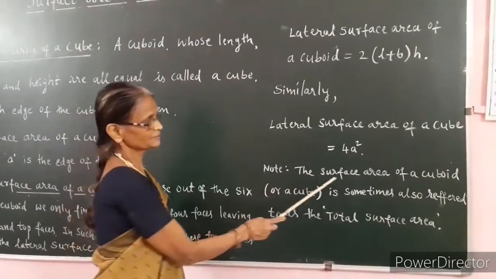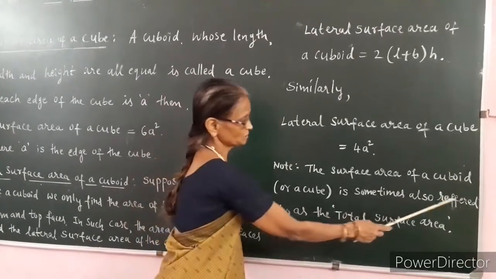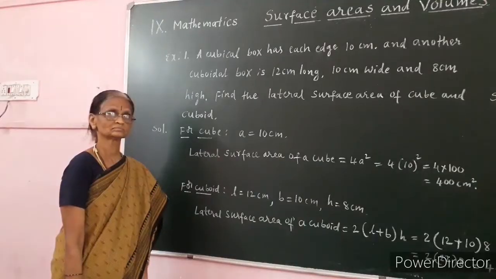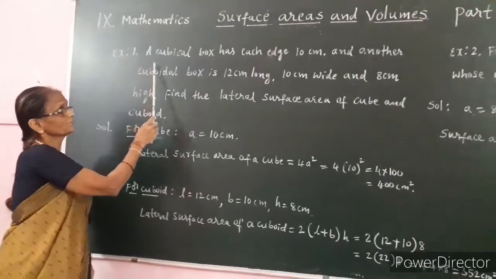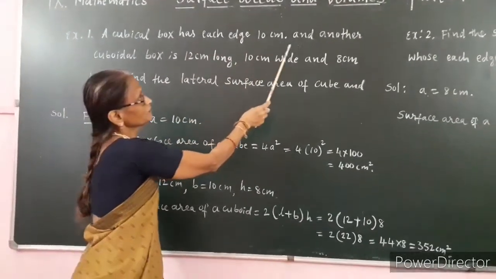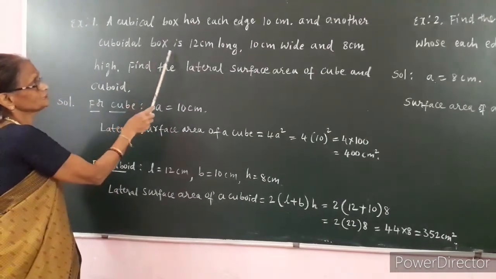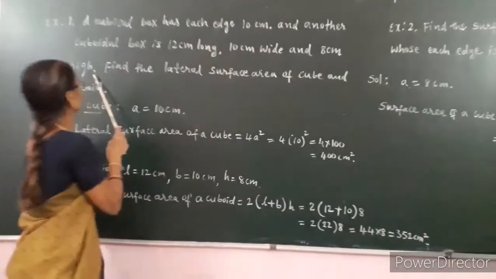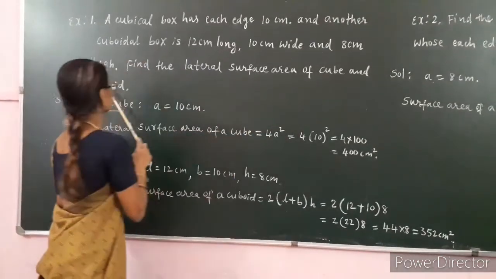Note down, the surface area of a cuboid or a cube is sometimes also referred to as the total surface area. Children, let us solve some examples. Example 1. A cubical box has each edge 10 cm and another cuboidal box is 12 cm long, 10 cm wide and 8 cm high. Find the lateral surface area of the cube and cuboid.